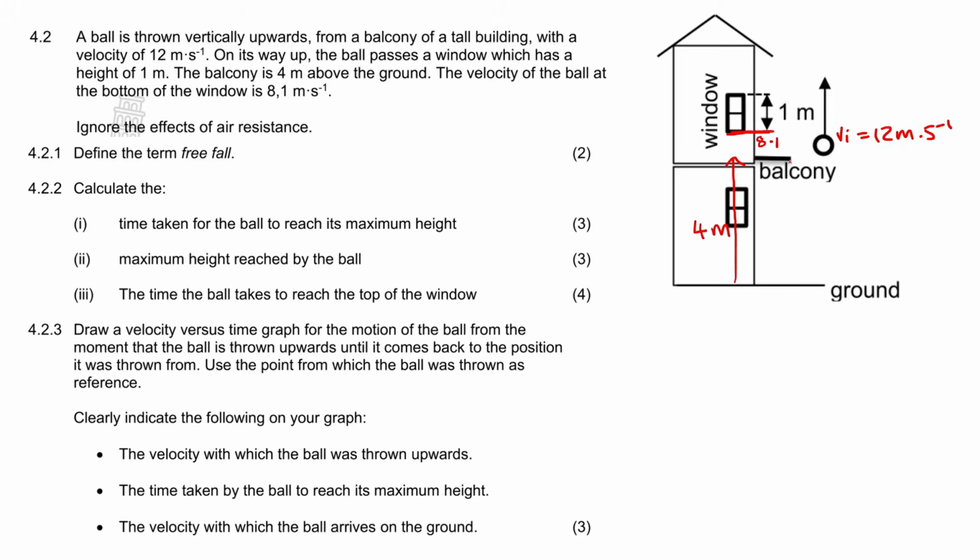So obviously it starts off over here at 12. Now let's actually put it in line here with the balcony. And then when it gets to the bottom of the window, then the velocity is 8.1. I'm not going to say meters per second over here. This is just a drawing. Okay. So that's the information that they've given us. And then ignore the effect of air resistance. So that's usually something that they say, don't worry about that.